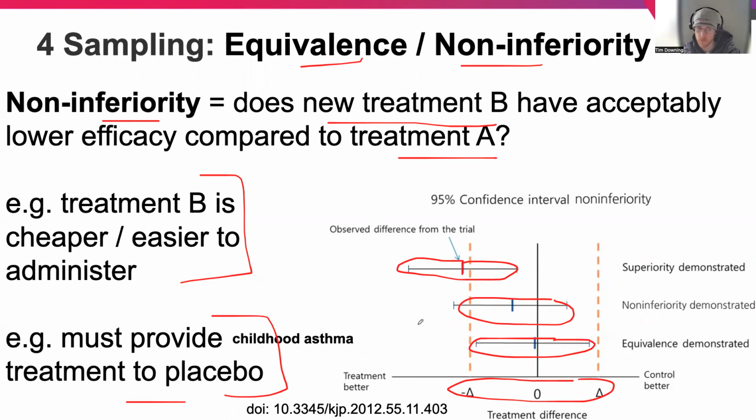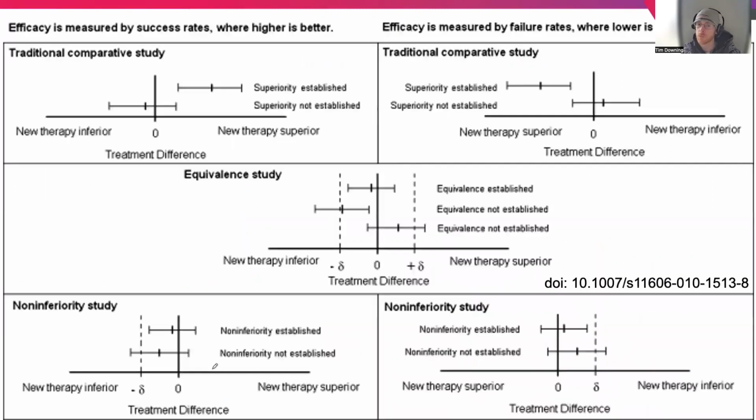So an example of this would be childhood asthma, where we need a placebo. Having a placebo would not be wise. So this is detailed in more detail here from that paper. Typically, we use comparative studies where we have some new treatment and some old treatment, and we see if there is a big difference. It works both ways. We want to see if the treatment is better or worse. These are our typical studies we're used to.